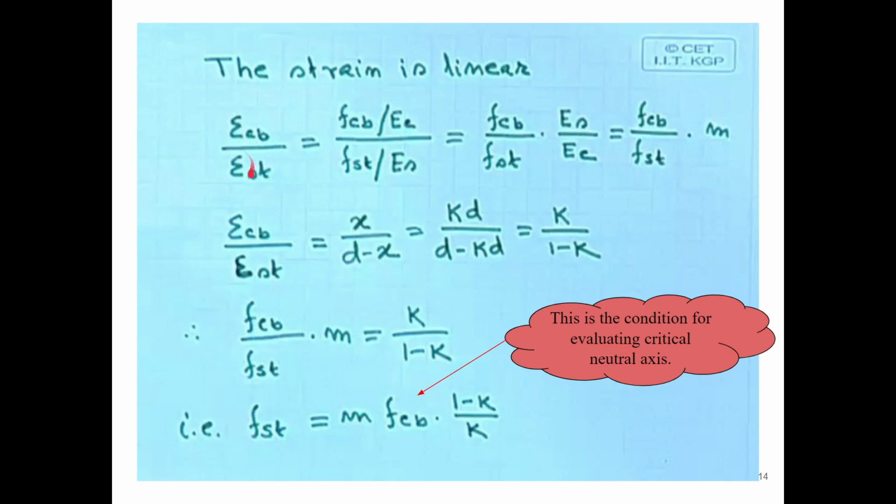So epsilon cb by epsilon st, that is basically using Hooke's law, it is fcb by Ec by fst by Es. And if you solve it further, it will be fcb by fst into Es by Ec. So this Es by Ec is nothing but the modular ratio m. So it is the ratio of the elastic modulus of steel by concrete. So it becomes fcb by fst into m.